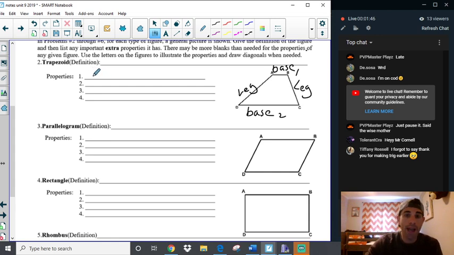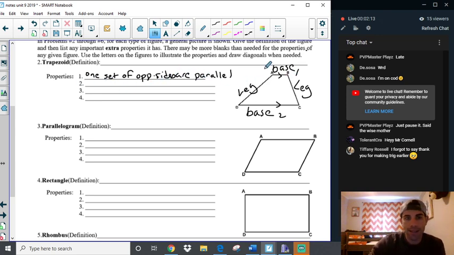So when you have a trapezoid, one of the properties is one set of opposite sides are parallel. If you look at this one, you can see that the bases are going to be parallel. So that's one of them.